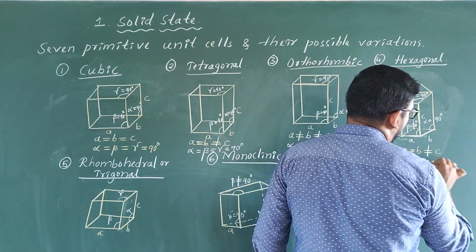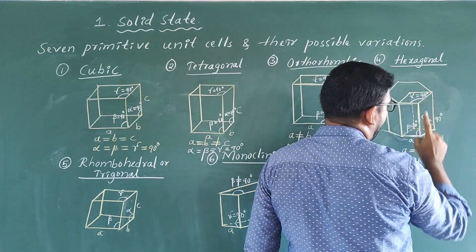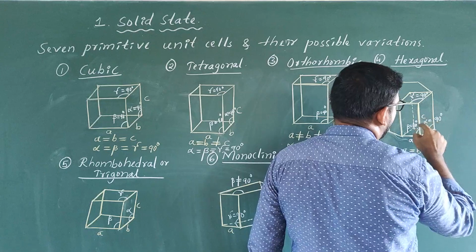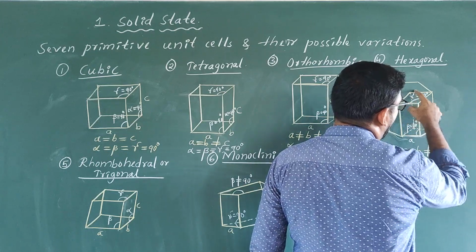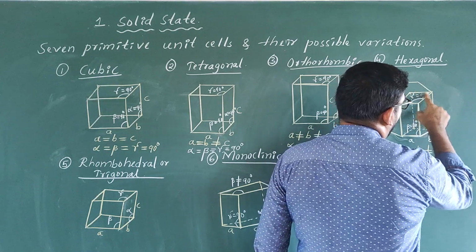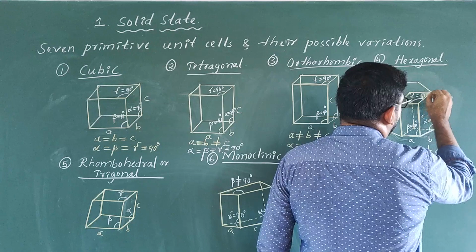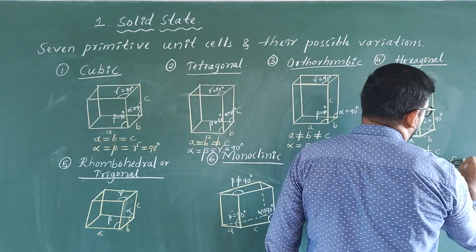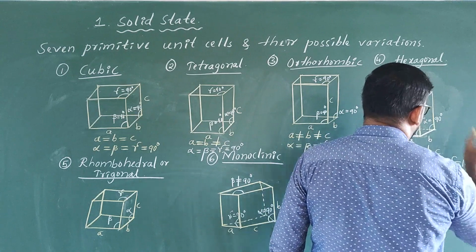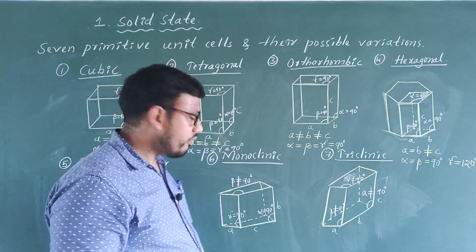Alpha is equal to beta is equal to 90 degree, but one of its angles, gamma, the angle between A and B, is not 90 degree, it is 120 degree. So the angle gamma is equal to 120 degree. So this is about the hexagonal system.